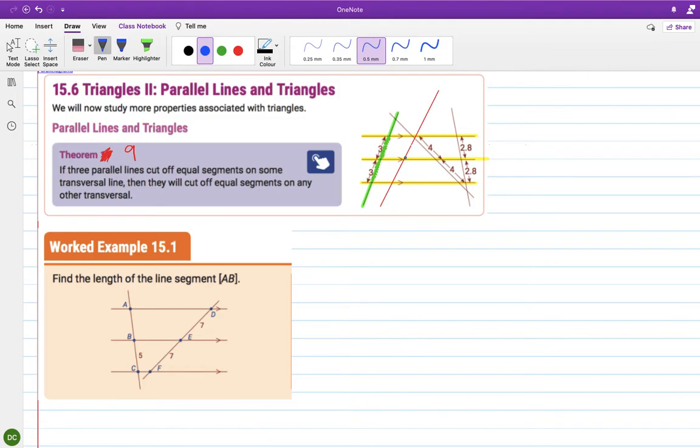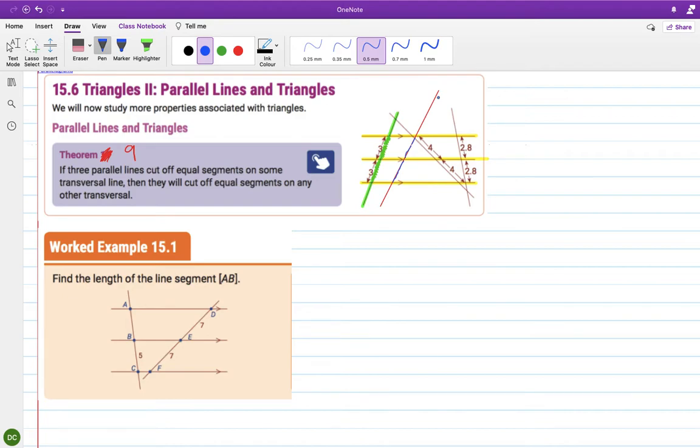Blue. I know that whatever length that bit of the line is, this bit is the same length. So if that top bit's 5, then the lower bit's 5. If that top bit's 6.2, then the lower bit's 6.2, because these parallel lines cut equal segments off my transversal, off any transversal.